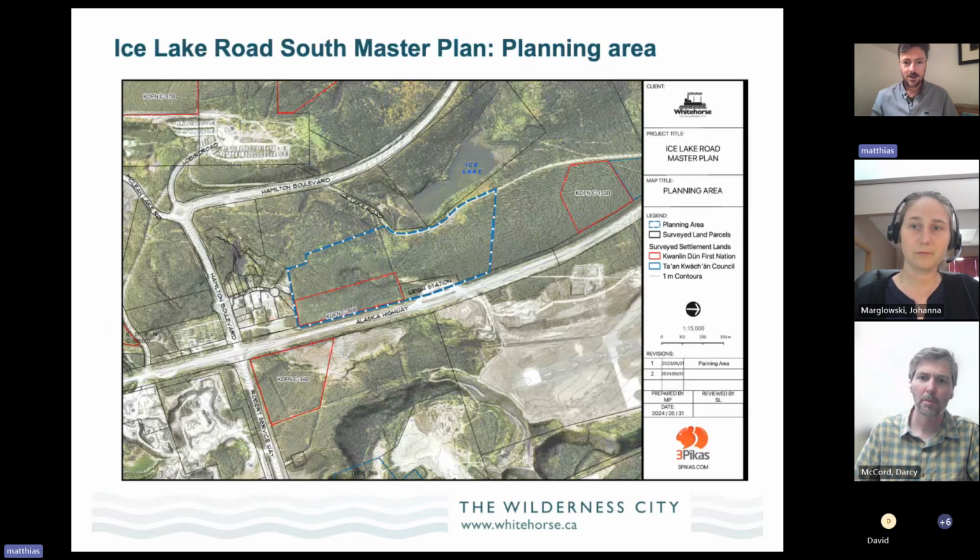So where are we talking about? The Ice Lake Road Master Plan planning area is along the Alaska Highway, around the way station. It's between Ice Lake and the Ice Lake Road, and the Alaska Highway. Metropolitan Lane, if you're familiar, is an existing development. To the south, there's vacant, undeveloped land throughout most of the site, as well as the way station. We have KDFN's parcel C-86B along the highway, and then the remainder is government of Yukon land.